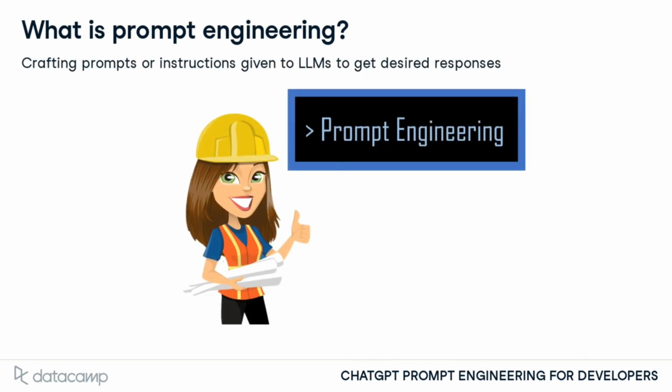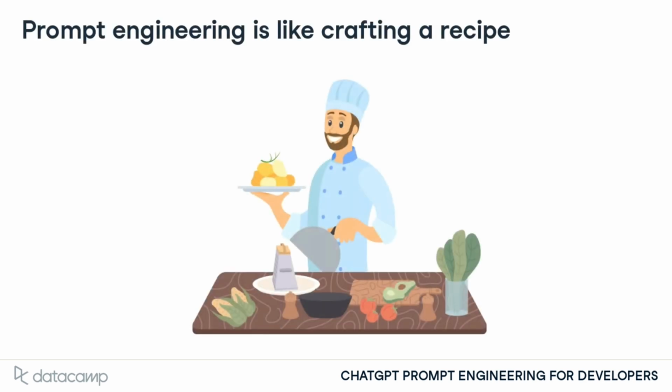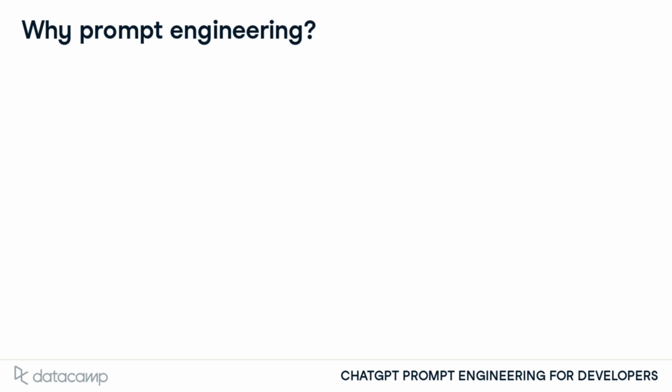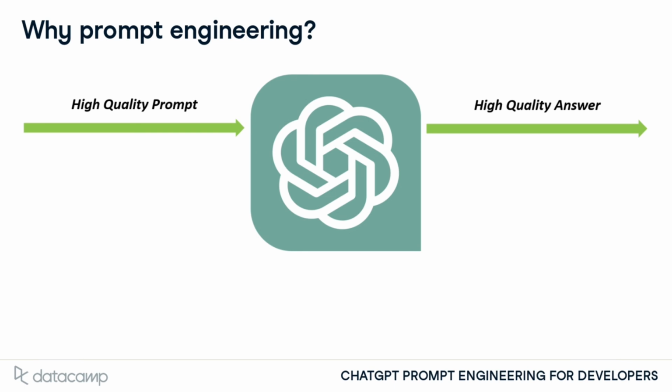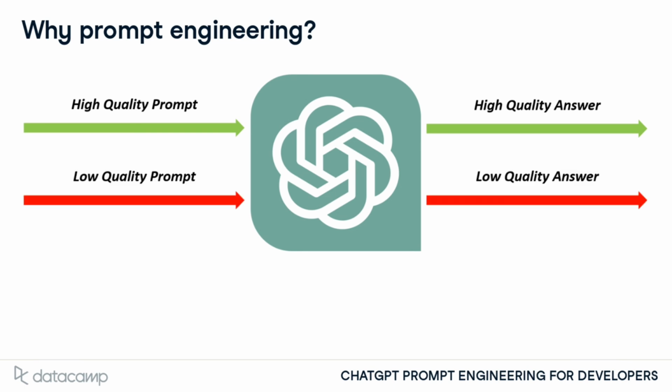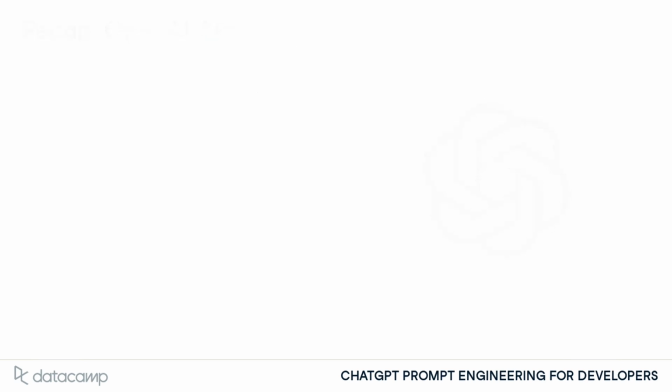Prompt engineering refers to crafting prompts or instructions given to large language models or LLMs to get desired responses. Prompt engineering is like whipping up a recipe for a meal. Just as a chef picks out the right ingredients and mixes them together to create something delicious, prompt engineering involves carefully crafting prompts to steer the model toward the desired outputs. And just as high-quality ingredients lead to high-quality meals, in prompt engineering, high-quality prompts lead to high-quality answers, and low-quality prompts lead to low-quality answers.